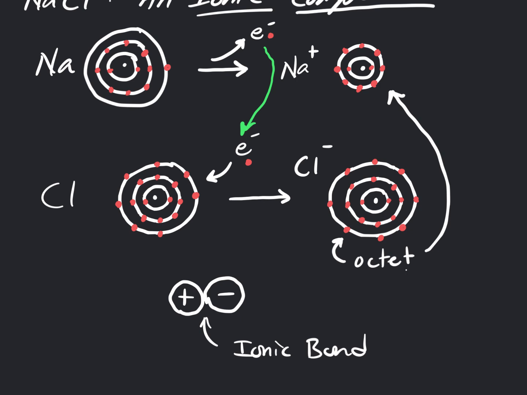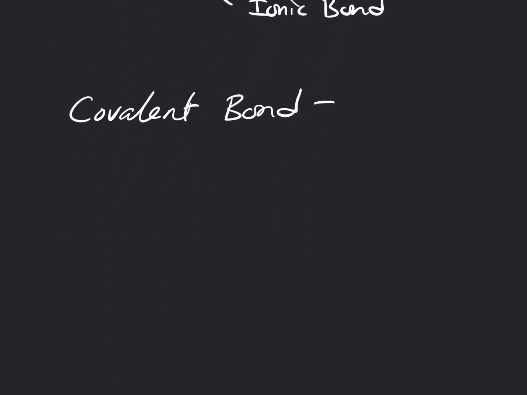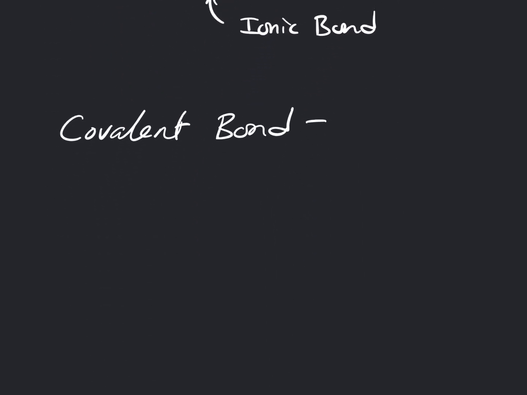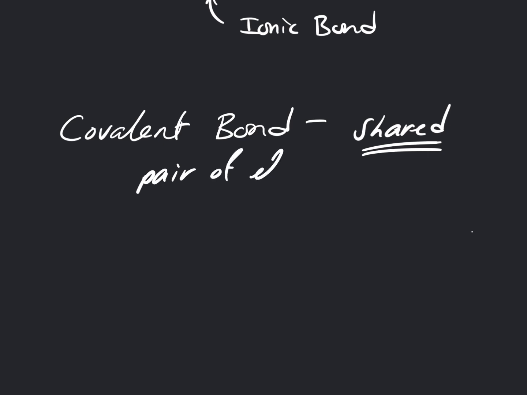That gain of an electron or that loss of an electron is hugely different compared to what we're going to see here in a covalent bond. So what is a covalent bond? A covalent bond is a shared pair of electrons.